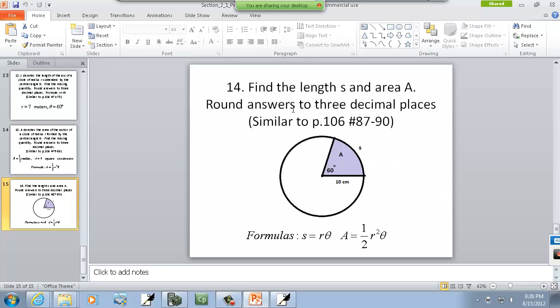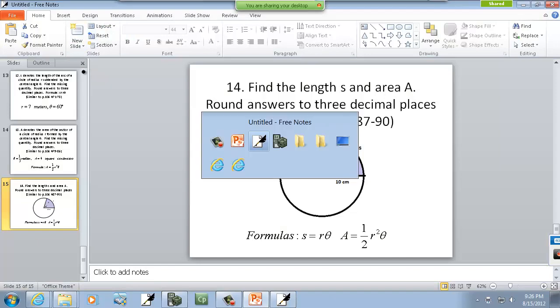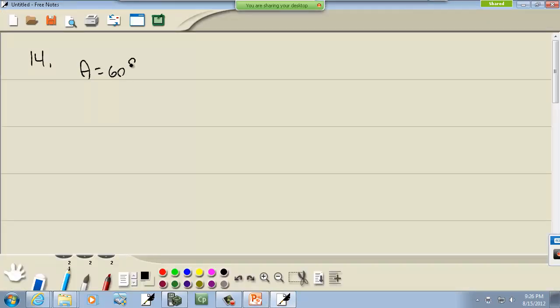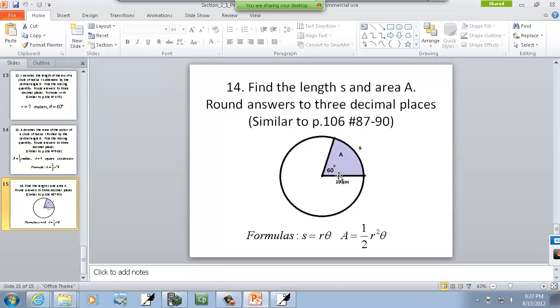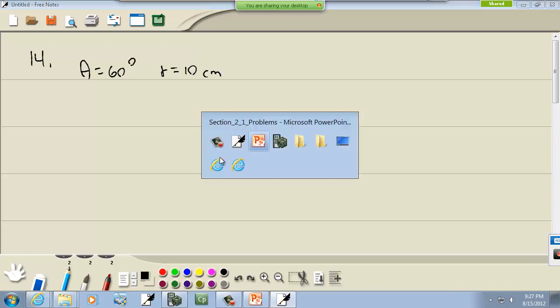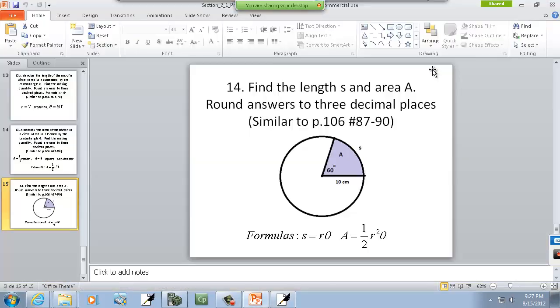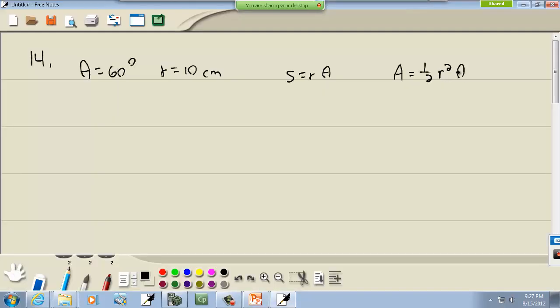Okay, so on this one, they're giving us that theta is equal to 60 degrees. They're giving us the picture. We just have to pick out the pieces. This angle here is 60 degrees. This distance here is 10 centimeters. That's R. And they give us the formulas here. S is equal to R theta, and A is equal to 1/2 R squared theta. Okay. Now remember, to use either one of these formulas, theta has to be in radians. It's not in radians. So let's convert it.